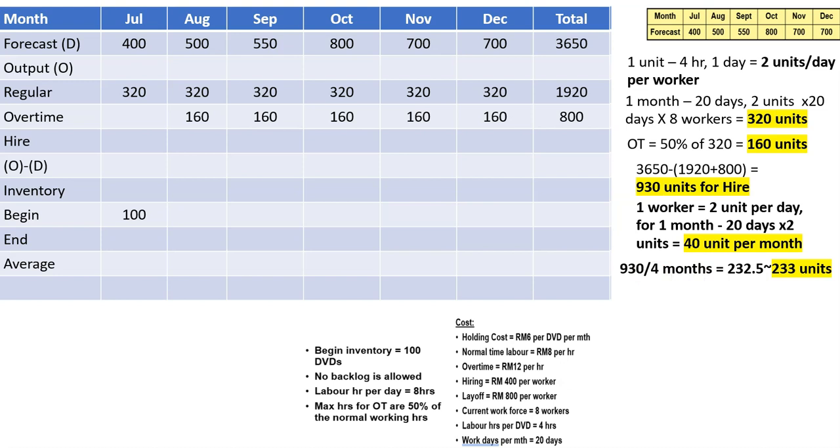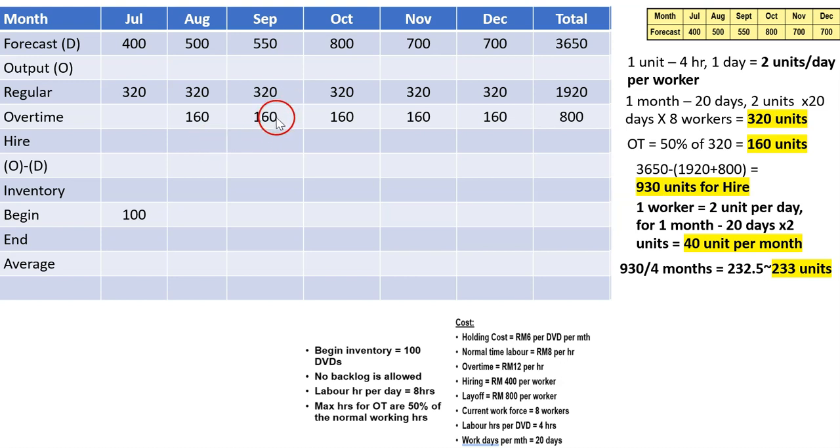And then we need to know in how many months we can do the hiring. Okay, in the first month, do you need to do hiring? No, because we have enough to cater to the demand. Do we need to do hiring for the second month? Also no, because here we have an extra 20. Okay, because we need to give 80 here. So 320 plus 160, we have 480, and plus 20 from this extra. So we don't have any requirement to do the hiring.